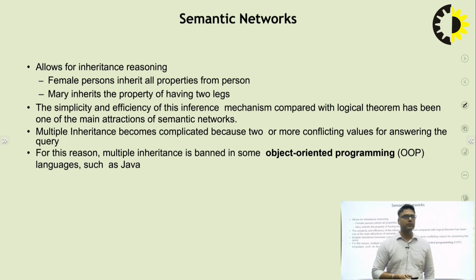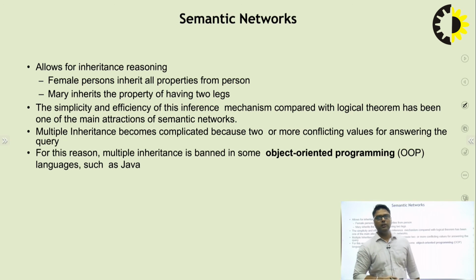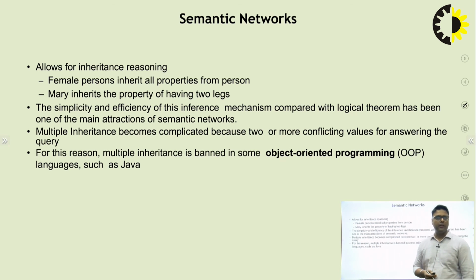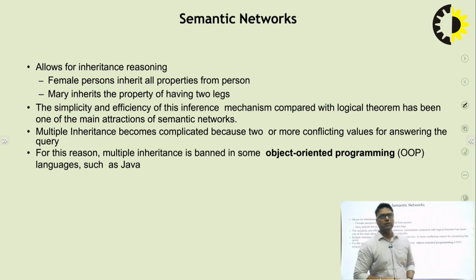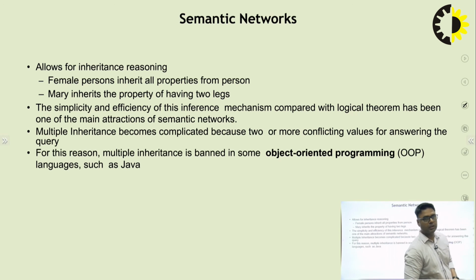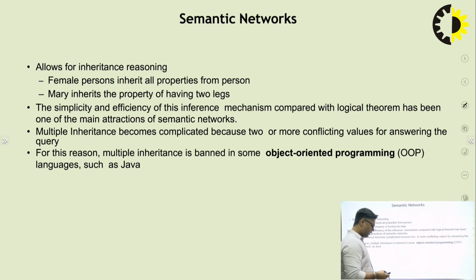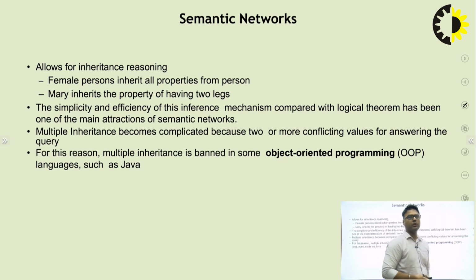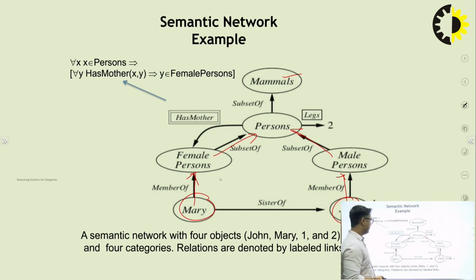The simplicity and efficiency of the inference mechanism compared with logical theorem proving has been one of the main attractions of the semantic network. Multiple inheritance becomes complicated because two or more conflicting values may answer the query. For this reason, multiple inheritance is banned in some object-oriented programming languages such as Java. In Java and C++, you already know the concept of inheritance, which means taking the properties of other classes. So here also some properties are mentioned for the classes.